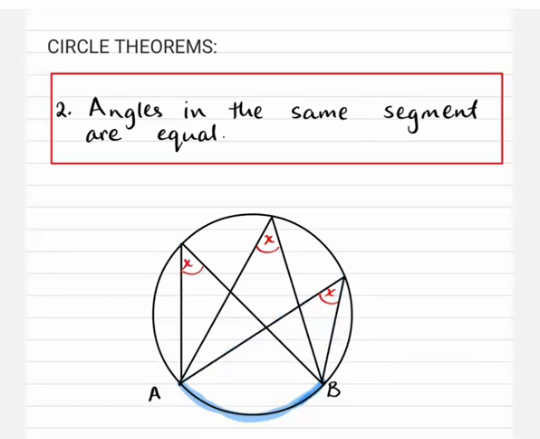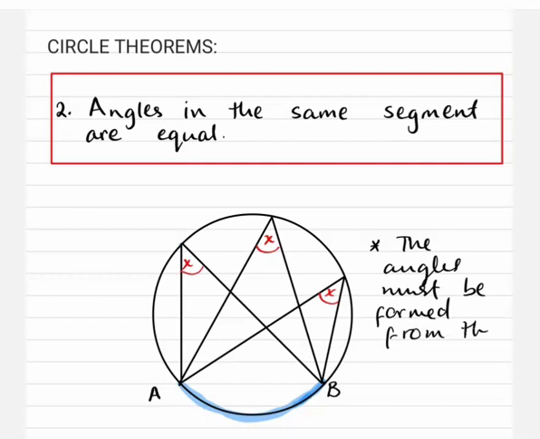So to be more precise, we can add on a condition to this theorem and say these angles must be formed from the same arc. They must originate from the same arc.